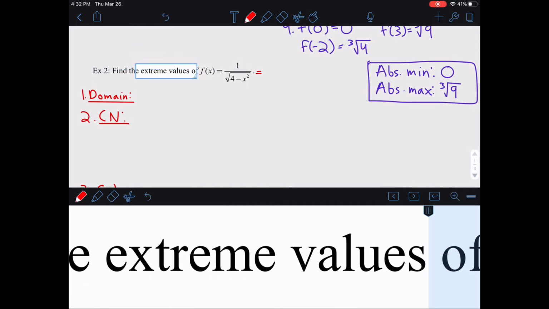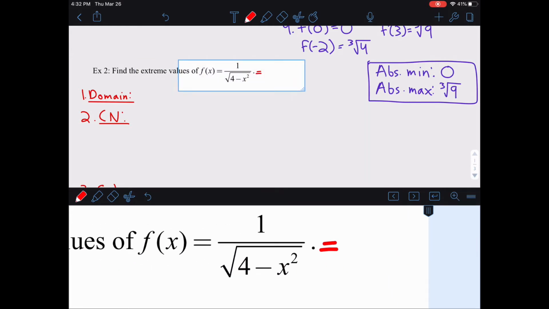This one does not say absolutes. So this means absolutes and locals. So we'll have to end up with kind of 4 answers, maybe more by the end of this, okay? Find the extreme values of f of x equals 1 over the square root of 4 minus x squared.